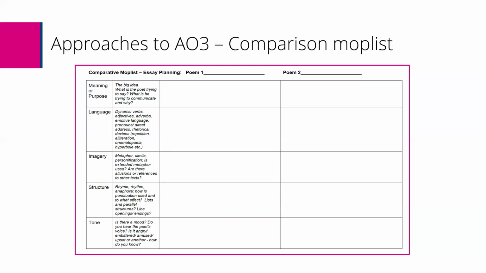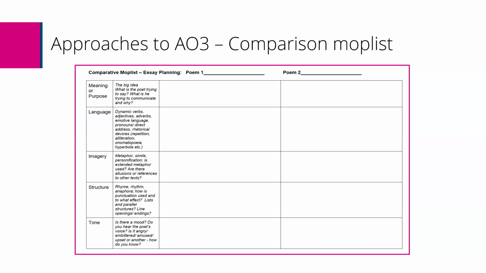Then we've got some examples of language techniques. How are they used in poem 1? How are they used in poem 2? We've got something on imagery. How is that created? What's it suggesting? What are the allusions in the 2 poems? Then we've got the bit about structure, rhyme, rhythm, and so on. How are those used in the 2 poems?